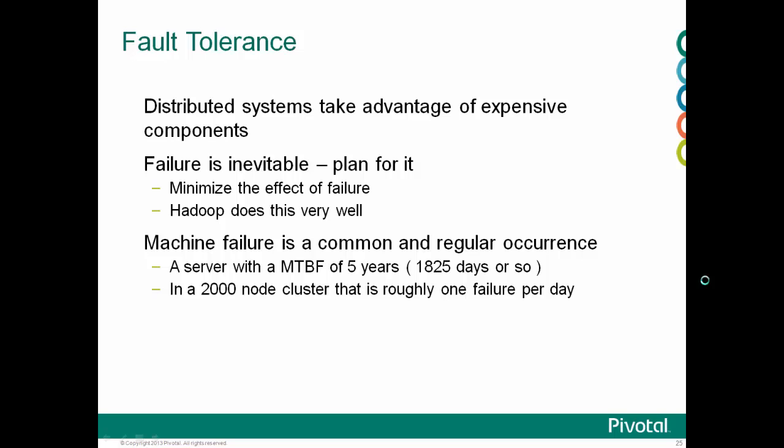Machine failure is a common and oftentimes regular occurrence, as you can see. If we have servers in our cluster that have a mean time before failure of 5 years, which is just short of 2,000 days or so, and I have a 2,000 node cluster, I am going to lose roughly 1 node per day. So the loss of a node should not be a surprise. It should be something that we expect, something that we have provisioned for, something that we have a strategy for replacing with the minimal amount of interference with our cluster activities.